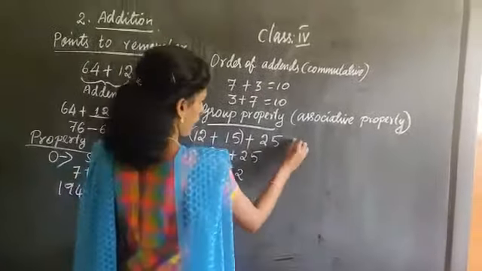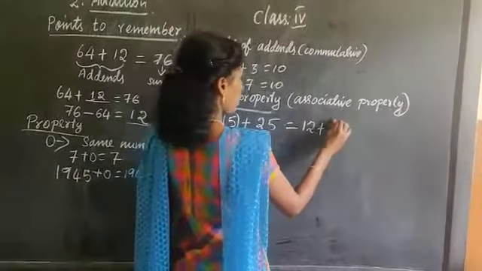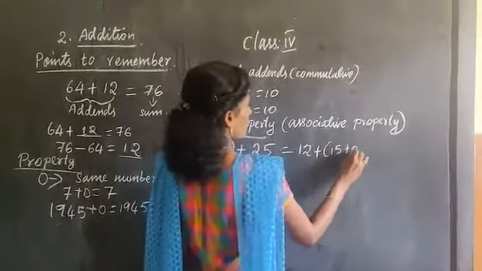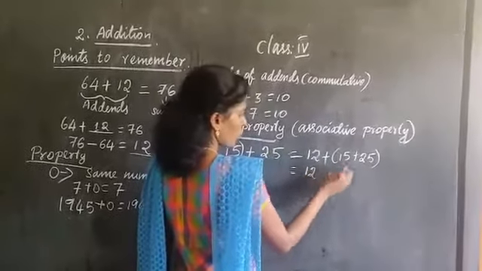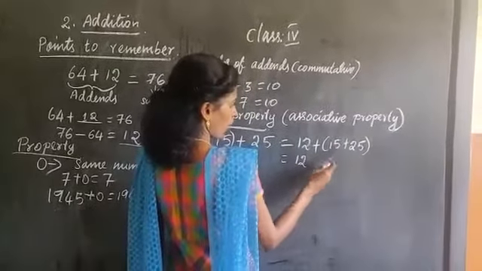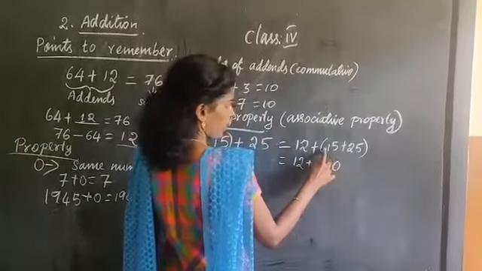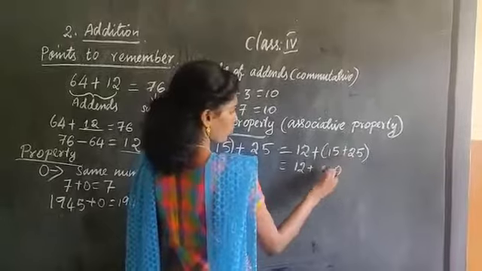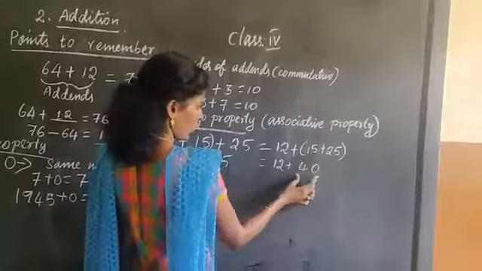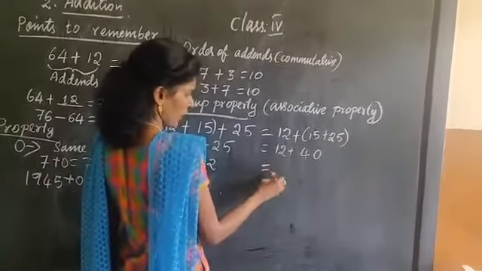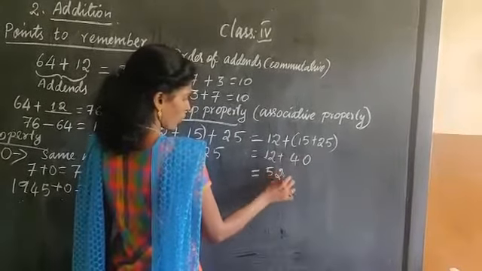Now we will make another group. Let us keep the first number single and make a group of the next two numbers. What is grouped I have given in brackets, so that only you have to add first. We add 2, 5 plus 5, 10. Carry over 1, 1 plus 1, 2, 2 plus 2, 4. So after carrying over we get 40. Now with this sum we add the first number. 2 plus 0, 2, 1 plus 4, 5. So 52 is the answer.